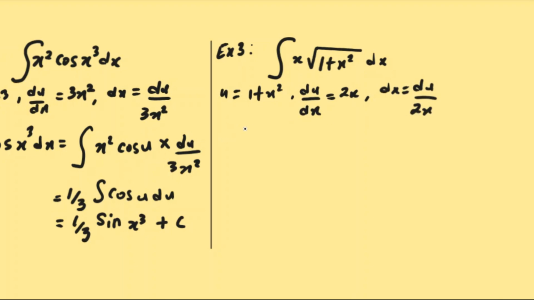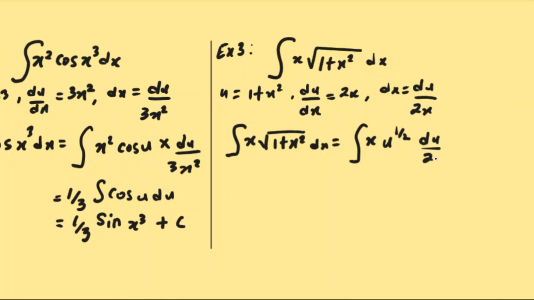So therefore, it means that the integral of x root 1 plus x squared dx will now give us the integral of x multiplied by root 1 plus x squared, which is now root u, and that we can represent as u raised to power 1 over 2, times dx. Our dx is now du over 2x. So we cancel x, and we can factorize 1 over 2 out. That will be 1 over 2 integral u raised to power 1 over 2 du.